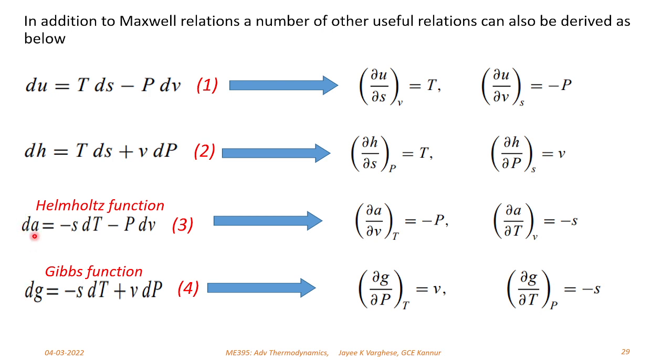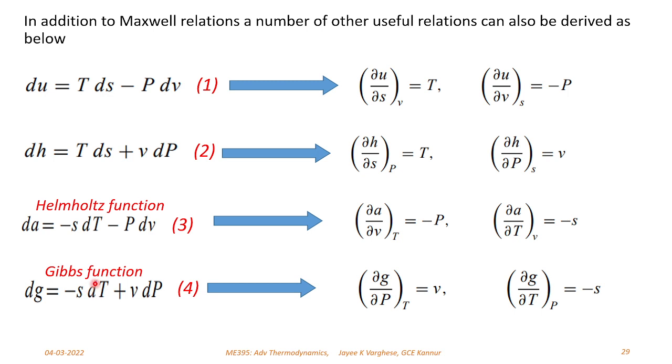Similarly, from this dA is equal to minus SdT minus PdV relation, taking the partial derivative of the Helmholtz function, dou A by dou V at a constant temperature is equal to minus P. And similarly, dou A by dou T at constant specific volume is equal to minus S.